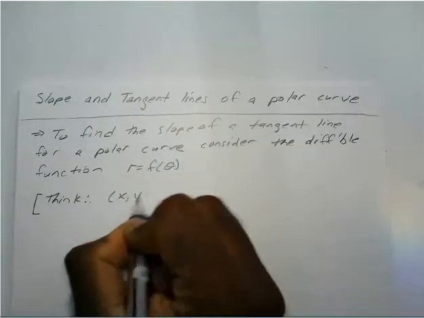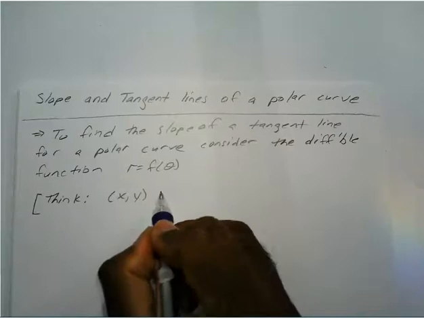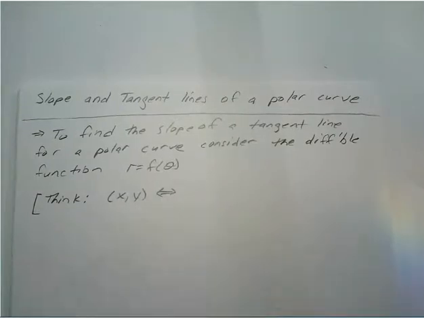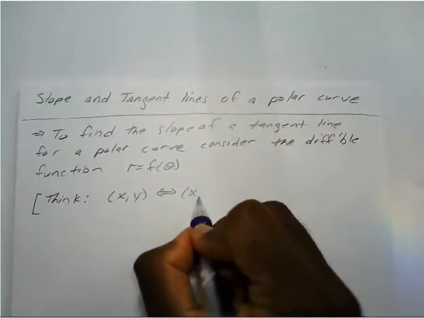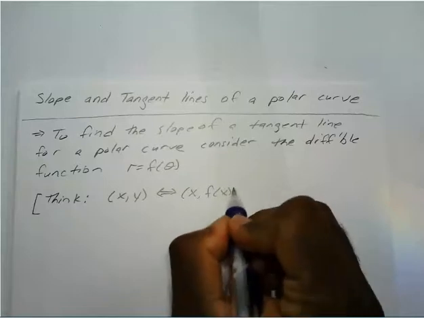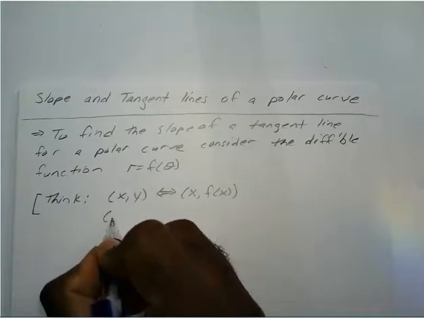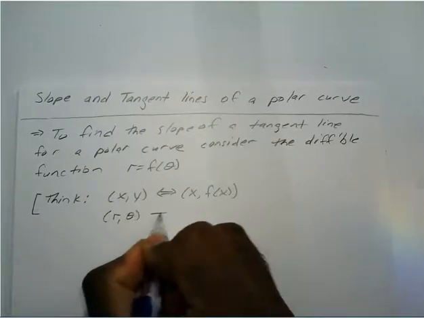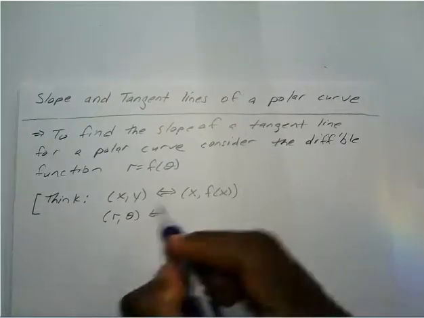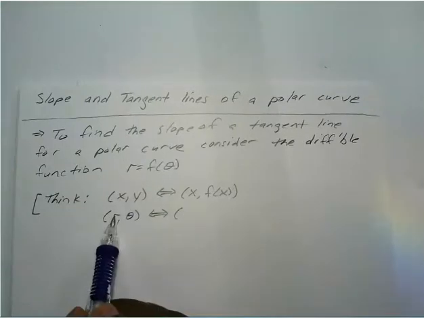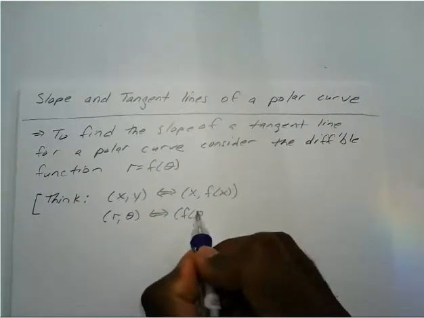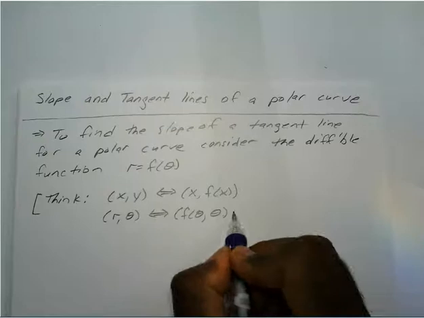If you have your ordered pair x, y, since y is equal to f of x, you can make that x, f of x. Same thing with a polar equation. If you have the ordered pair r, theta, that can just become r equals f of theta, so you have f of theta, theta.